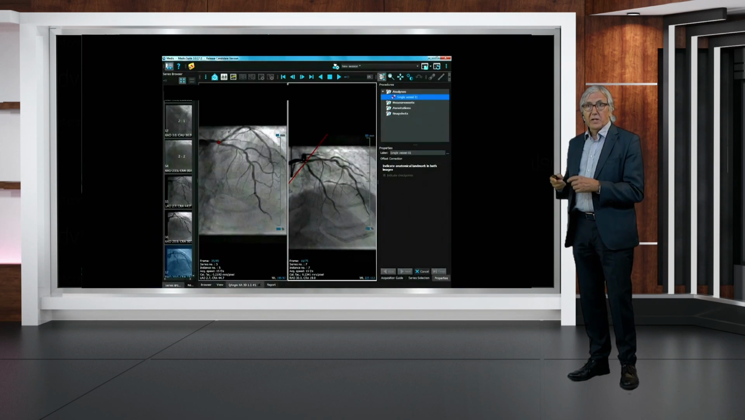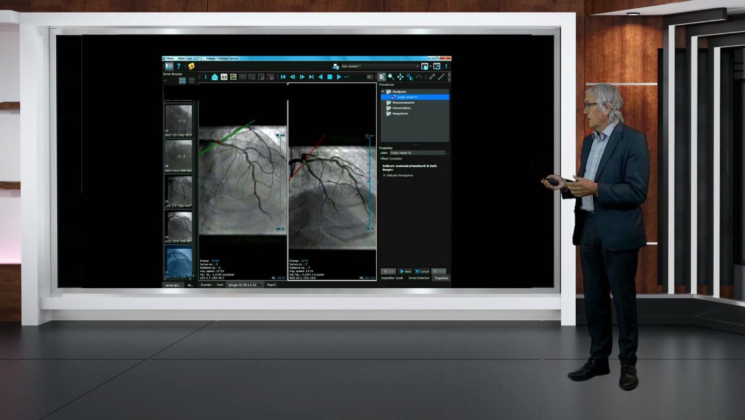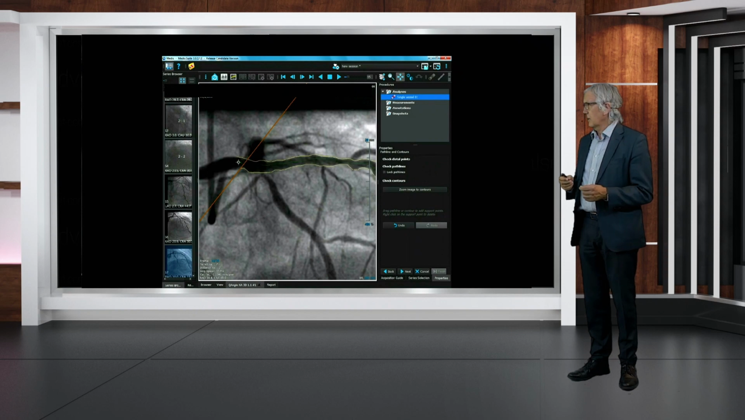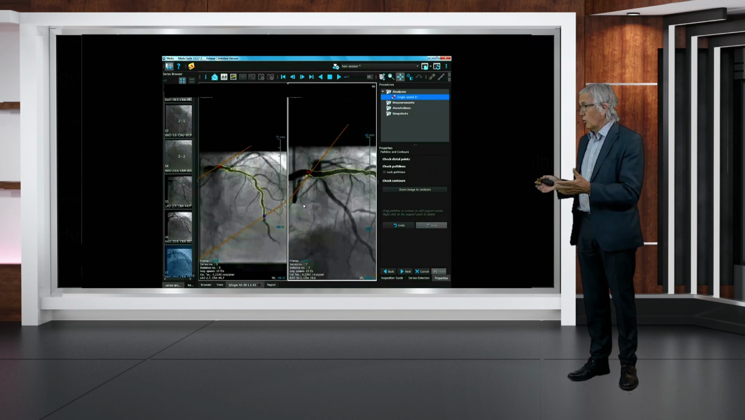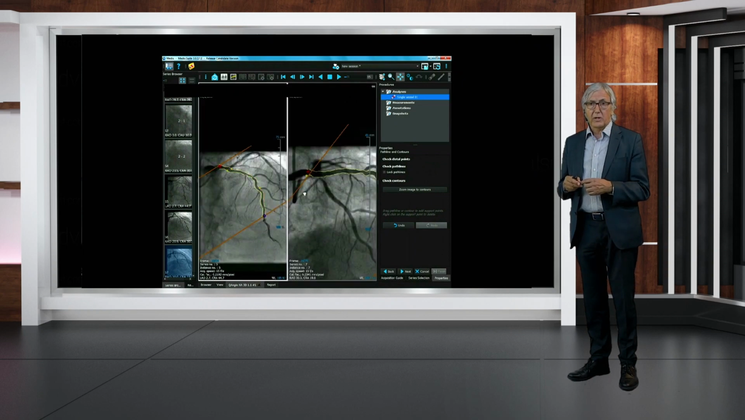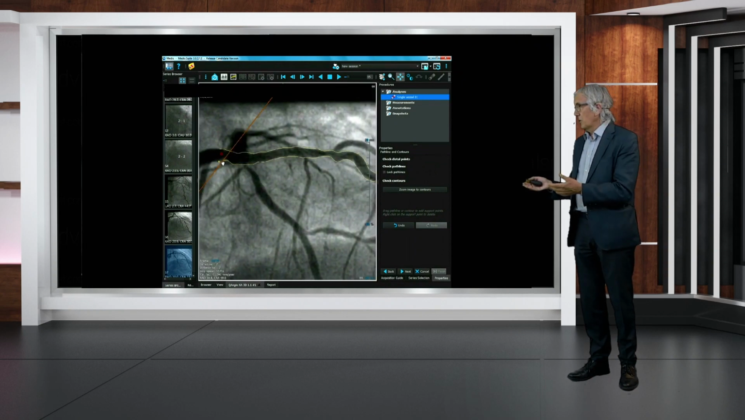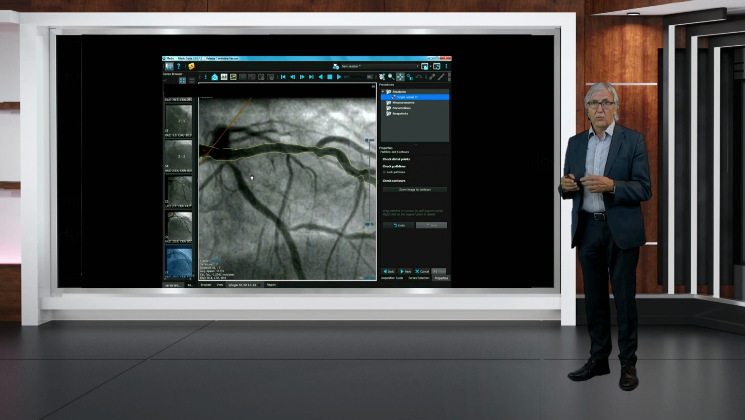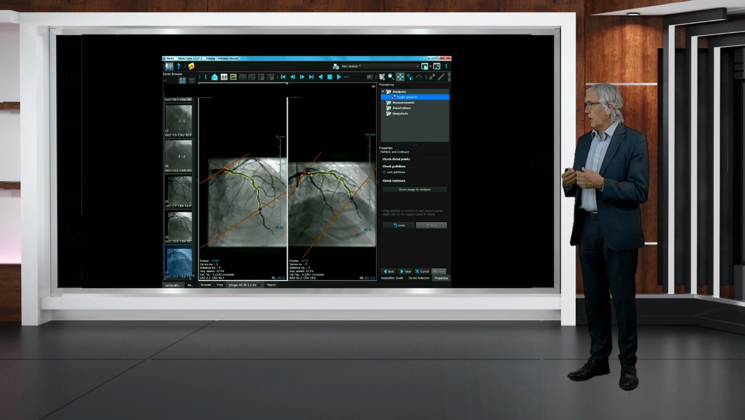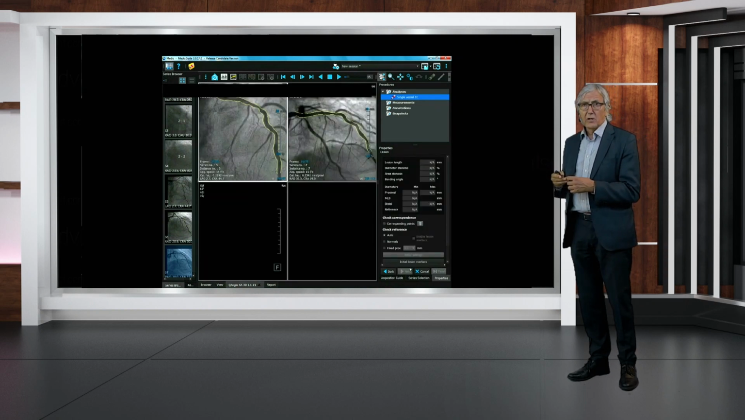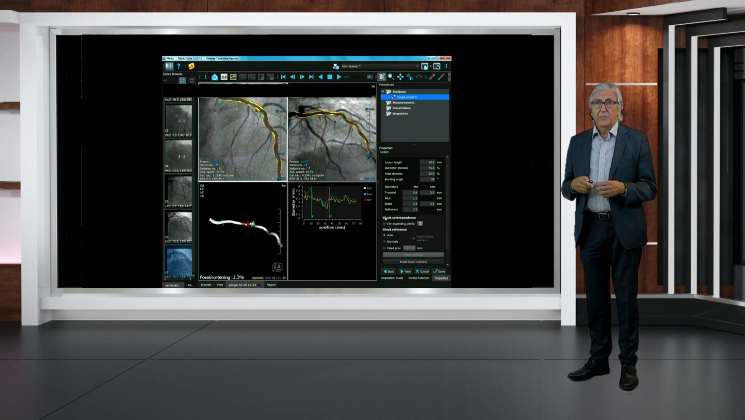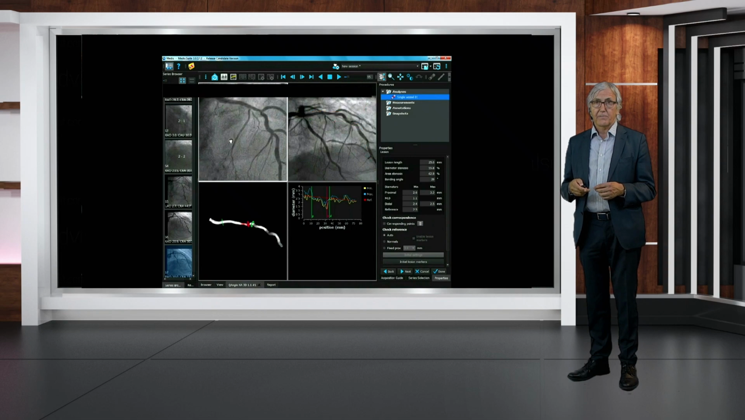QFR will be one of the techniques that we will analyze more in depth. Recently, the FAVOR III China trial demonstrated that this technique is actually superior to angiography alone in making decisions on revascularization. By not having to instrument the coronary arteries to perform functional analysis, there is a hope that functional coronary angiography will facilitate adoption of functional revascularization in clinical practice.